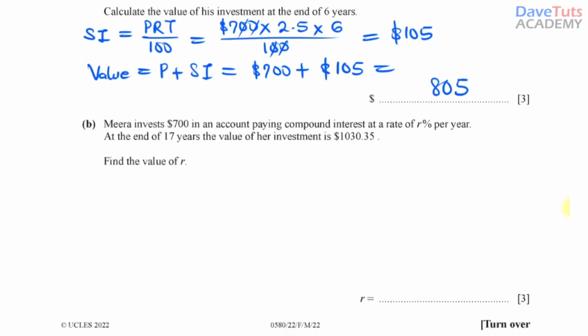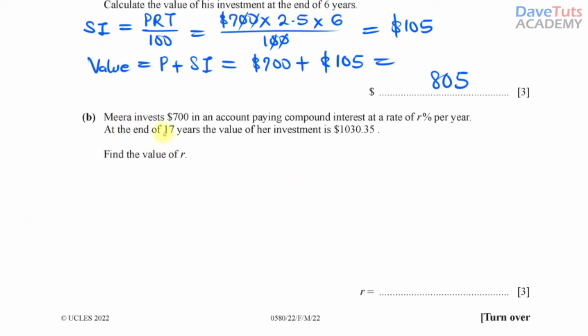Okay, and then for this particular question, we have Mira investing $700 in an account paying compound interest at a rate of R% per year. At the end of 17 years, the value of her investment is $1,030.35. We have to find the value of R.